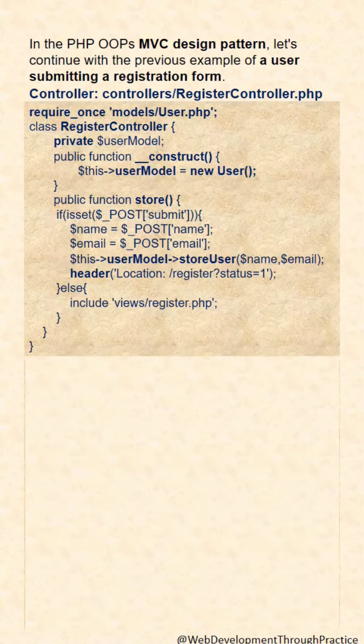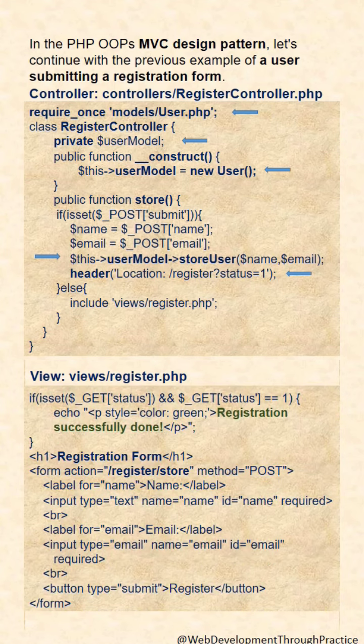We then include this model file in the register controller using require_once and define a private variable called $userModel, which will store an instance of the user model defined through the constructor. In the store function, we use the storeUser function of the user model to interact with the users table and store the user data. Once the user information is successfully stored, the user will be redirected back to the registration form page, which serves as the view. This view defines the registration form's HTML code and displays a success message.